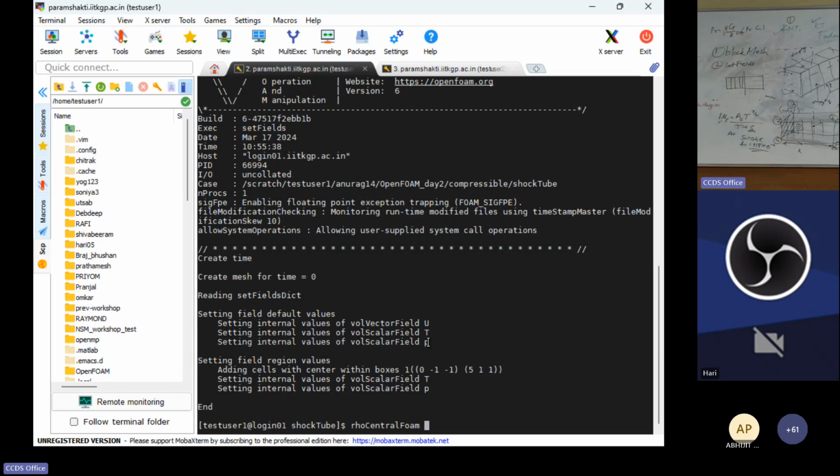It's a command. Whatever I'm typing and then hitting enter, they are all commands. That is a solver. It will fetch the .C file from src that I've already explained yesterday, and it will fire all the calculations and then get a solution.